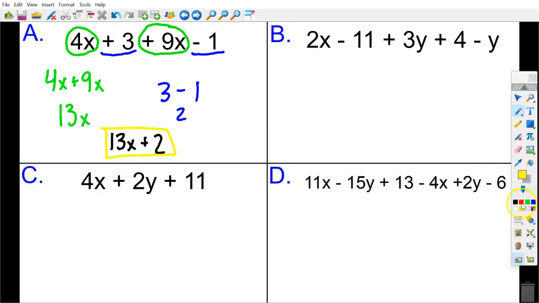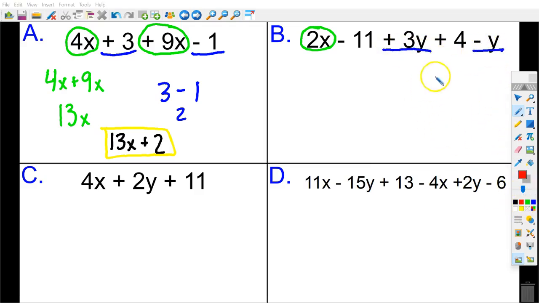with A. Now we move on to B. We have 2x. I look around, look at all the other terms. I don't see any other x's, so I'm good for that. Now I'm going to the y's. You want to figure out all the variables first. So now I have 3y, positive 3y, and I have a negative y right here.